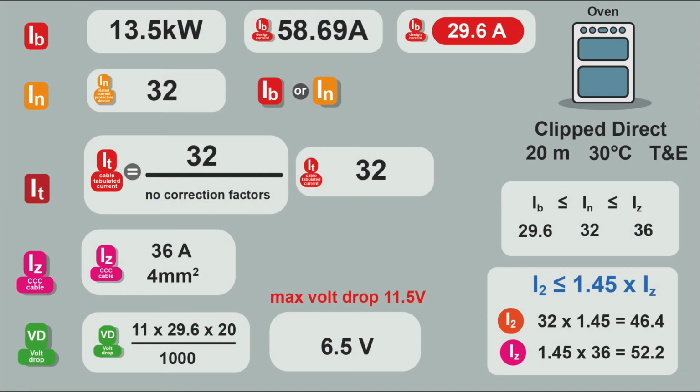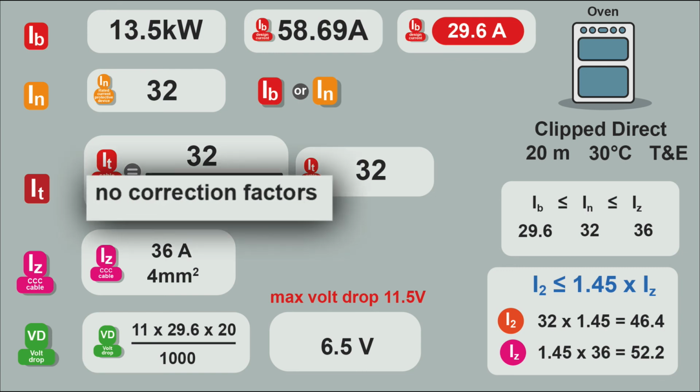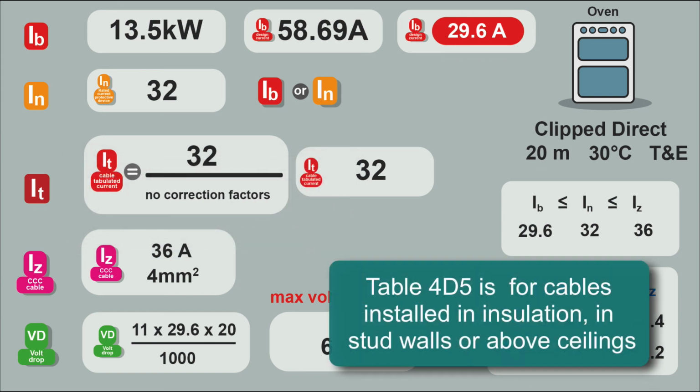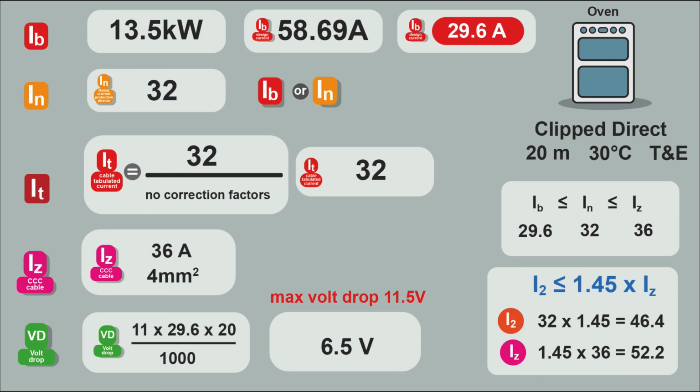So these are the figures for that circuit, 13.5 kilowatts, which equals 58.69 amps. And with diversity applied, the current rating comes down to 29.6 amps. So we need an MCB which is larger than this. So the next size up will be a 32 amp MCB. Now this is a circuit that can be overloaded, so we're going to use IN for our correction factors to get IT. In this simple example, we've got no correction factors, so our IT is 32 amps. So in the tables 4D2A or 4D5 in the clip direct section, it will suggest a 4mm square cable which has a current carrying capacity of 36 amps.